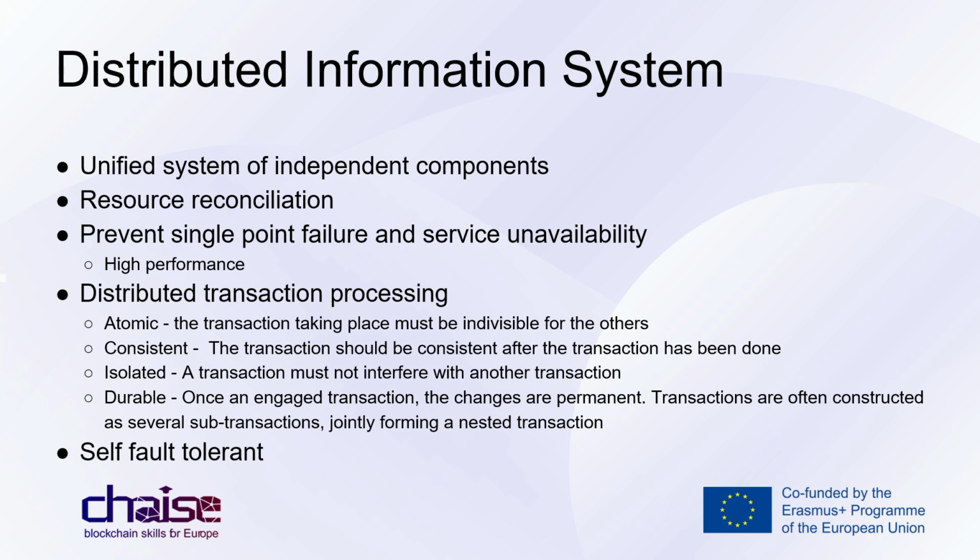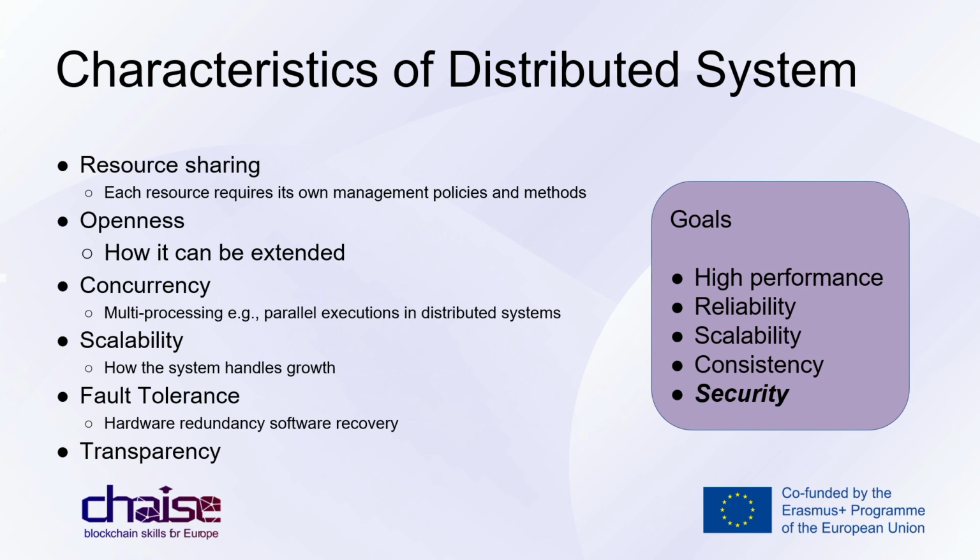So, distributed information systems are more resilient and self-fault tolerant due to the distribution of resources and operations. For instance, if some nodes are down, the system will keep functioning correctly because other nodes are up. A distributed information system is more powerful than typical centralized systems due to the combined characteristics. For example, resource sharing, where each resource requires its management policies and methods. It brings openness and how it can be extended.